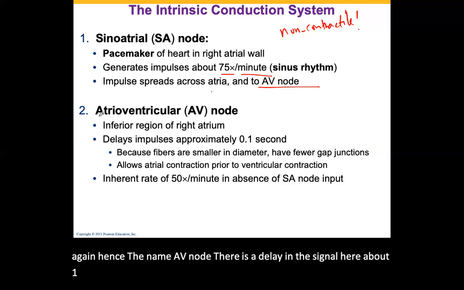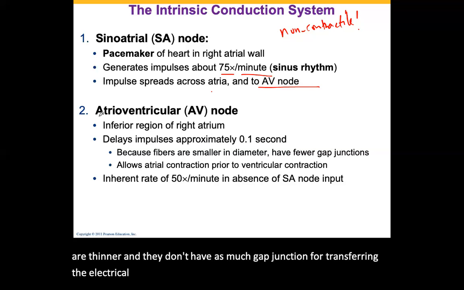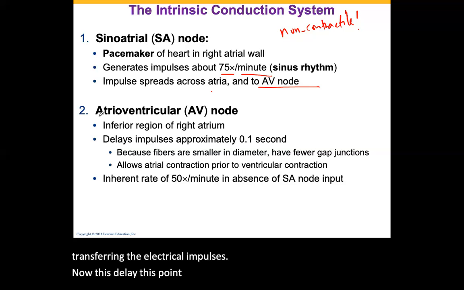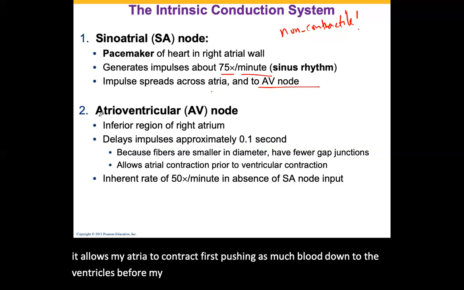because the fibers in this region, the non-contractile fibers, are thinner and don't have as many gap junctions for transferring the electrical impulses. This 0.1 second delay is extremely important because it allows my atria to contract first, pushing as much blood down to the ventricles as possible before my ventricles contract.